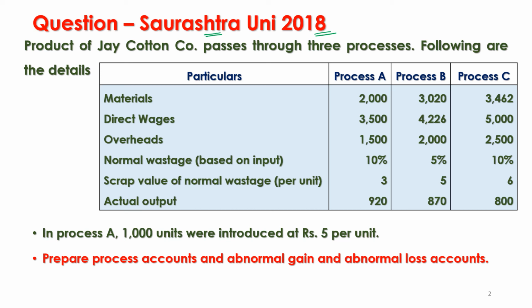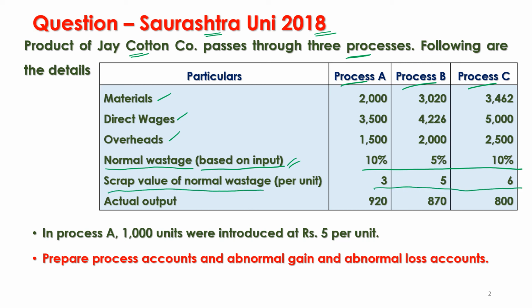Here as per information available, Jai Cotton Company has a product and it passes through three processes. These processes are A, B and C respectively. Here informations are available for material, direct wages, overheads. After that information is provided regarding normal wastage in percentage, and these all percentages are based on input, means material introduced in every process. After that, scrap value of normal wastage is given and this value is per unit, and finally actual output is given for all the three processes.